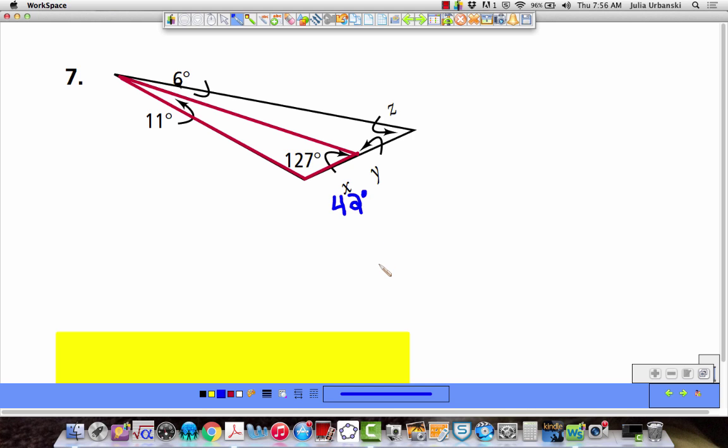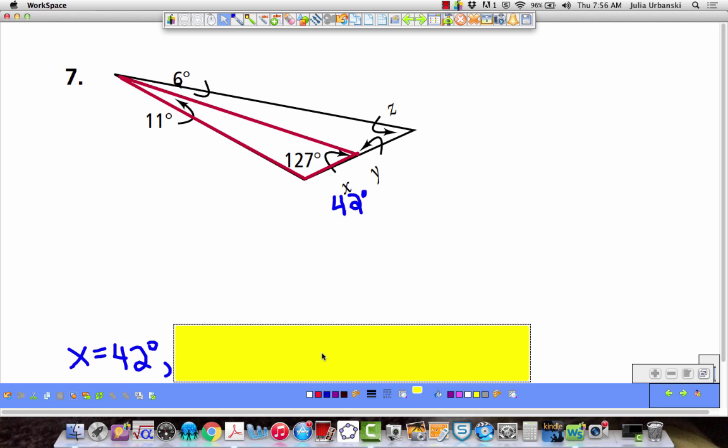Does everyone confirm that? Yep, it's 42. Okay, so X is 42. Now, from what we know so far, there's only one we can figure out. How can we figure out Y right here?